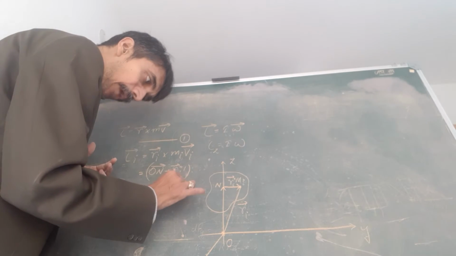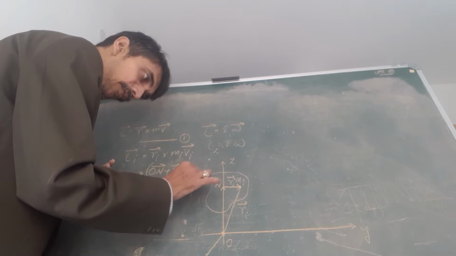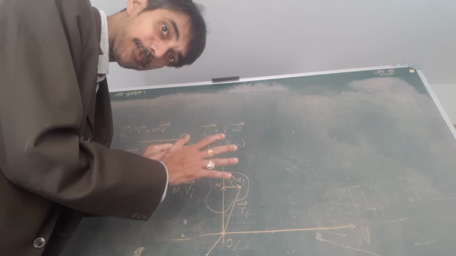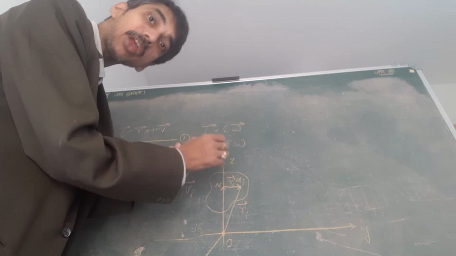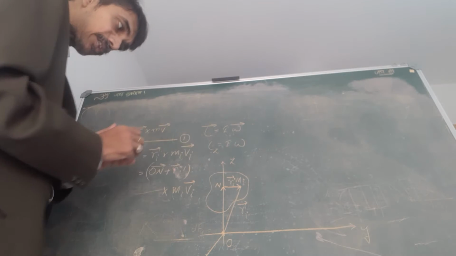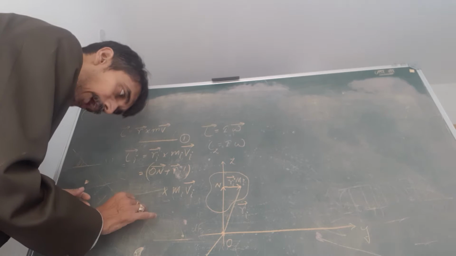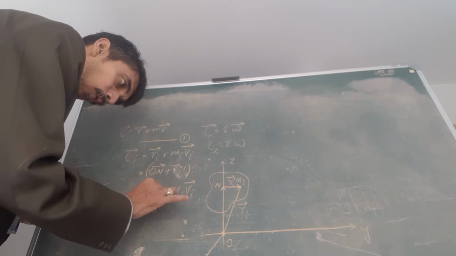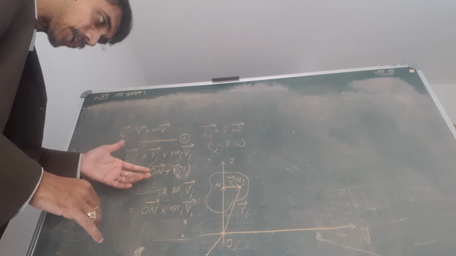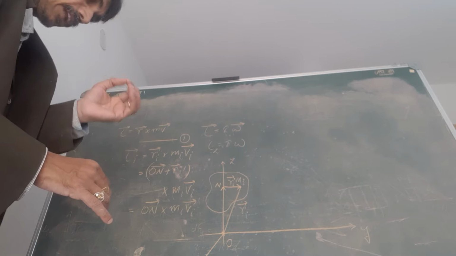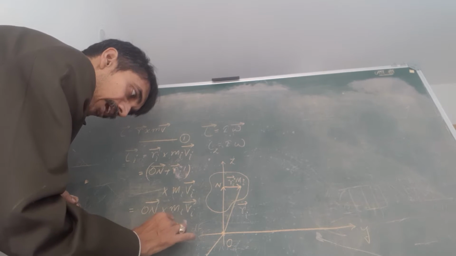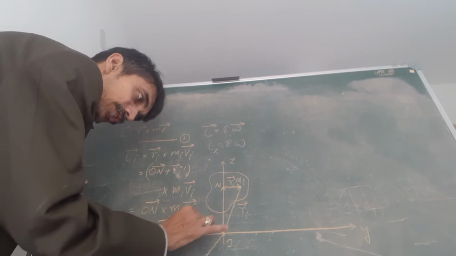Cross it with mi vi, and vi is known to us. In which direction is vi? As of now, vi is directed into the board. You know, vi will keep on changing its direction. So for now, vi is directed into the board, which will help me note the direction of On cross mi vi. Please take a note. Now I am into expansion, expansion of this form into two compartments: On cross mi vi and Ri prime cross mi vi.